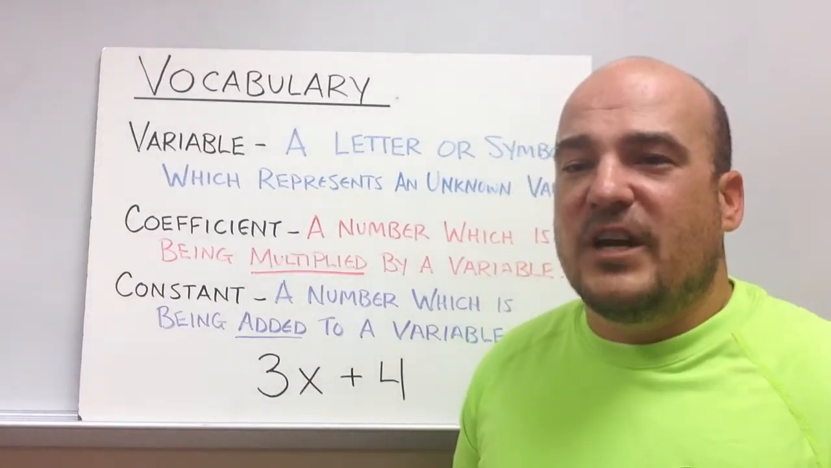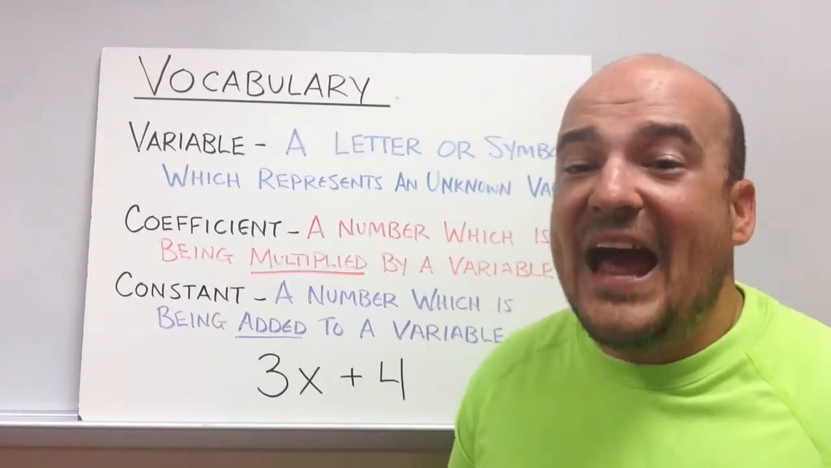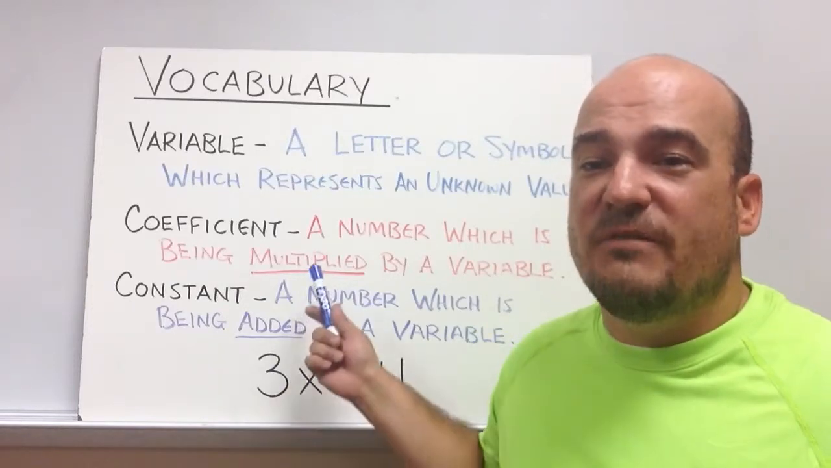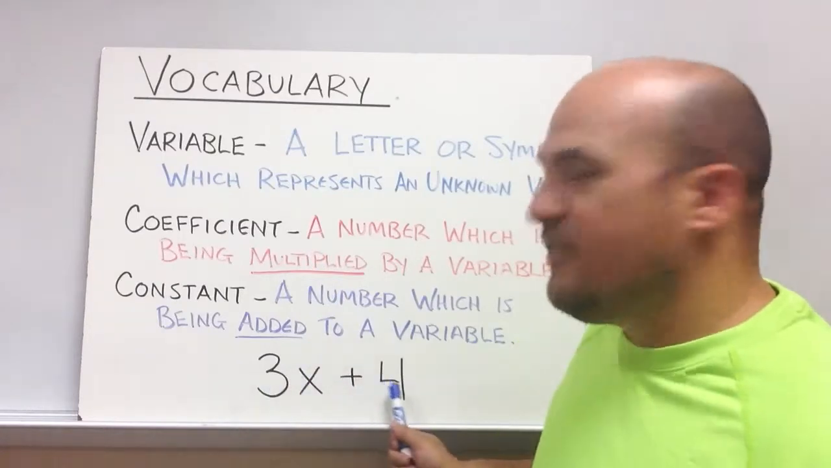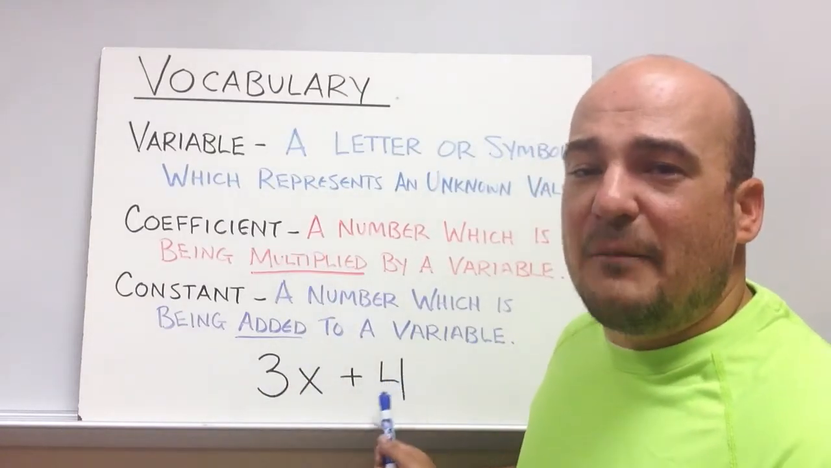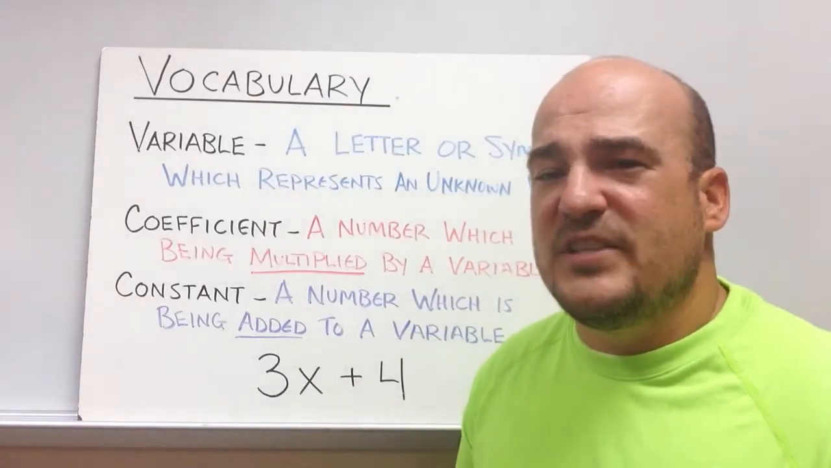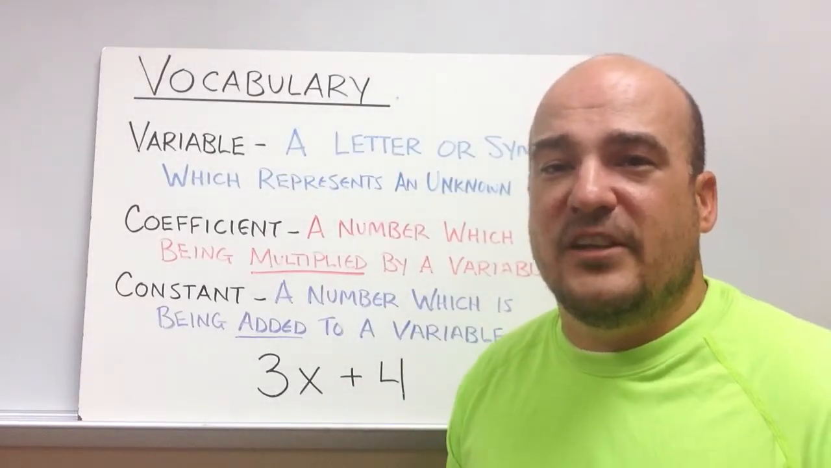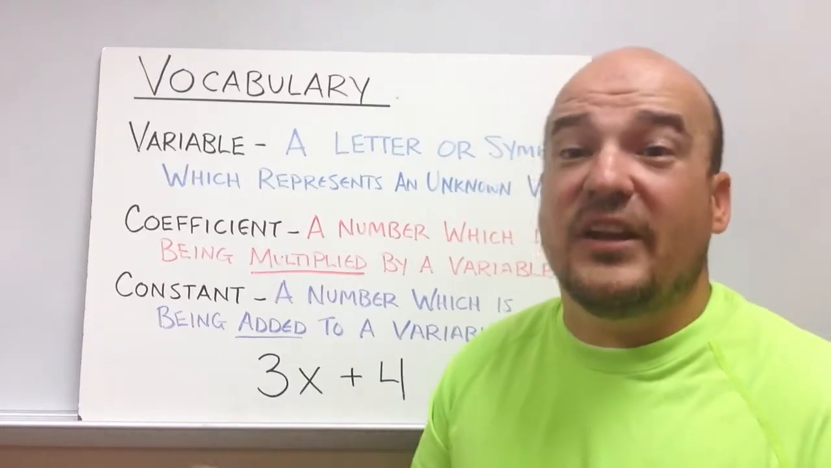The last term that I want to talk about is the term constant. A constant is a number which is being added to a variable. So a coefficient is being multiplied, a constant is being added. In this case down here, the 4 would be my constant. I'm going to go ahead and label all these things in this equation. This is important because pretty soon I'm going to be telling you to divide by the coefficient and subtract the constant, and you've got to know what I'm talking about.